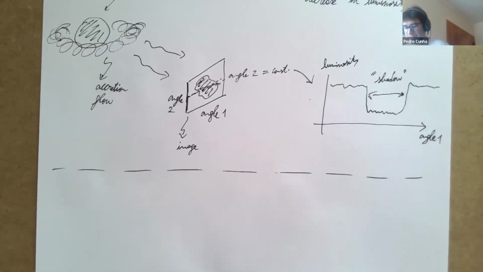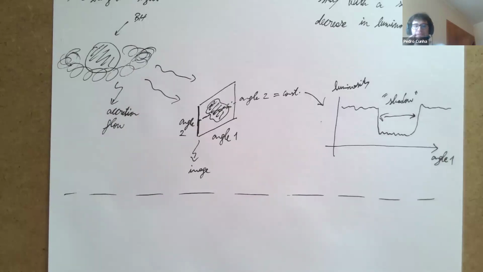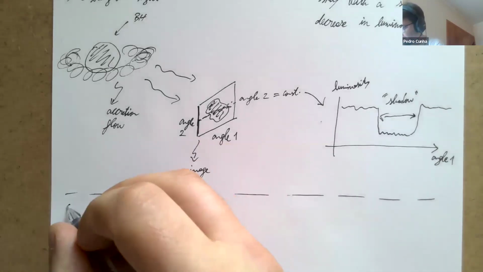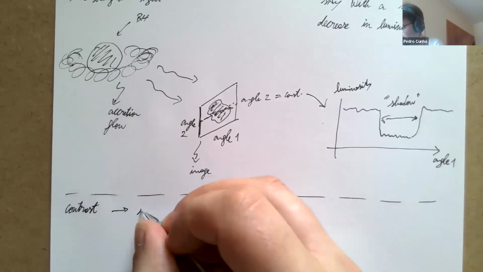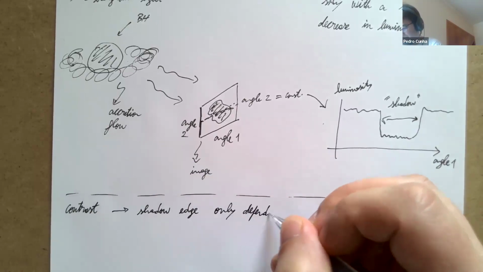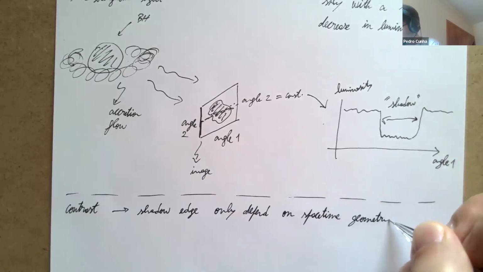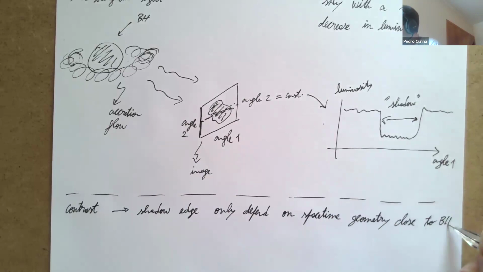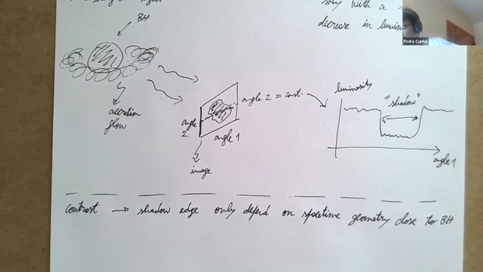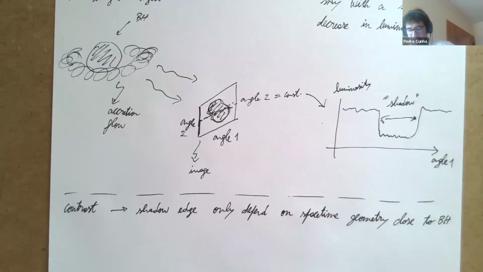The emission from the accretion flow is, of course, model dependent on the physics of the accretion and several factors, also the temperature and so on. But in contrast, what's interesting about the shadow, in particular the shadow edge, is that it should only depend on the space-time geometry close to the black hole. So in that respect, the shadow, and in particular the edge, the border of the shadow in the image, works as a probe of the strong gravity regime.